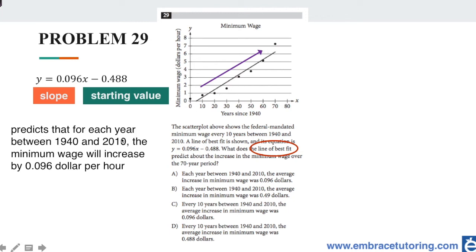So it predicts that for each year between 1940 and 2010, the minimum wage will increase by $0.096 per hour. Where did I get the dollars from? I got the dollars from the minimum wage here. So the minimum wage is a rise, right, and then over your run, which is your x value. So it's a change in y over a change in x, which would make your answer choice A. So each year between 1940 and 2010, the average increase in minimum wage was $0.096, and this is representative of your slope.